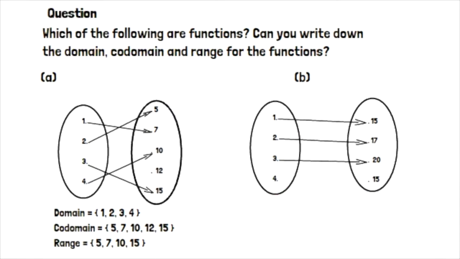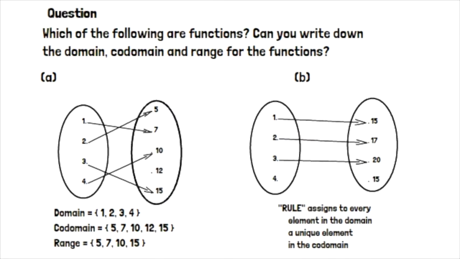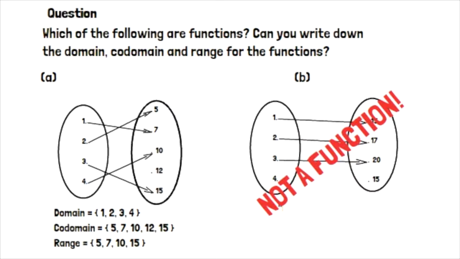Problem B, however, demonstrates the case where there is an element in the domain which does not have any image, or is not assigned to any element in the codomain. This does not fulfill the requirement that every element in the domain must be assigned to an element in the codomain. Hence, this is not a function.